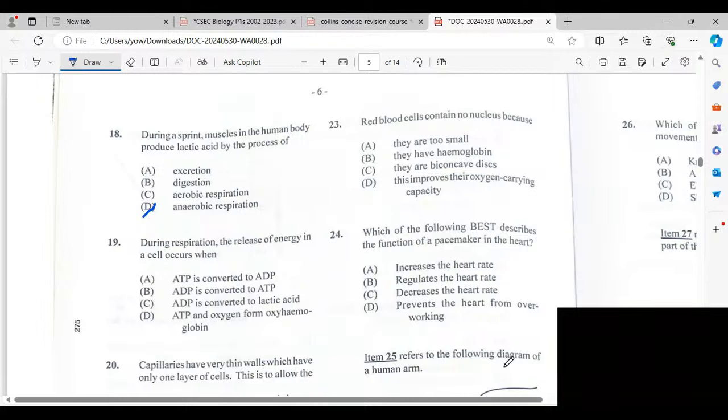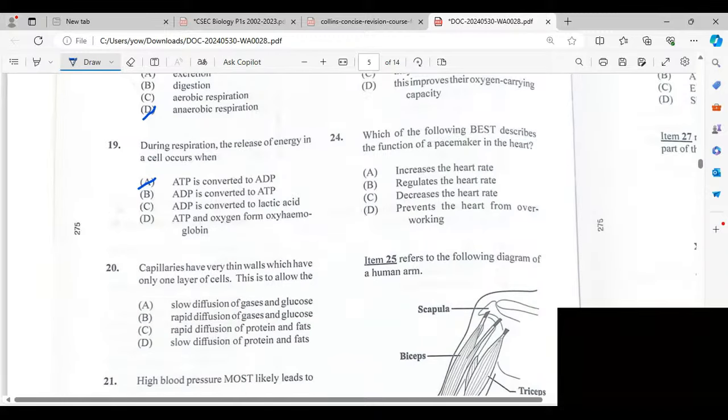Moving on. 19. During respiration, the release of energy in a cell occurs when adenosine triphosphate (ATP) loses one phosphate and is converted to ADP. So that will be A.